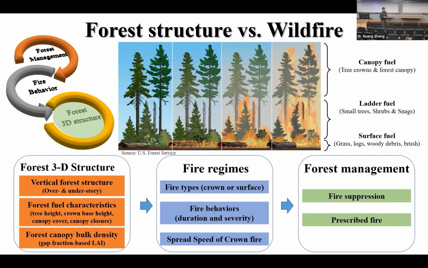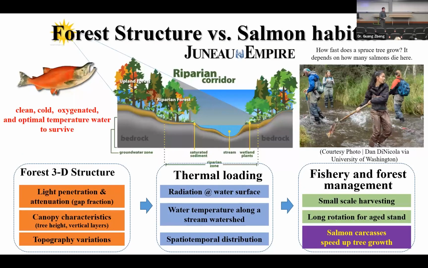And also the fuel characteristics can determine the fire types. Is it a ground fire, or is it a canopy fire? And also the fuel characteristics can determine the fire behaviors, such as the duration and severity. More importantly, the canopy bulk density can determine the spread speed of the crown fire. All of that information helps us to determine whether we need fire suppression and prescribed fire, the fire management stuff.